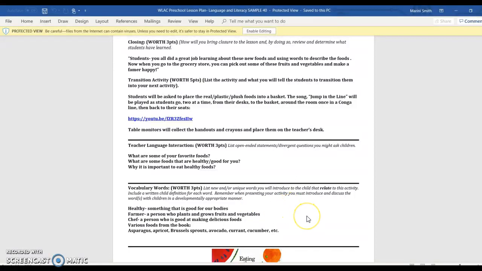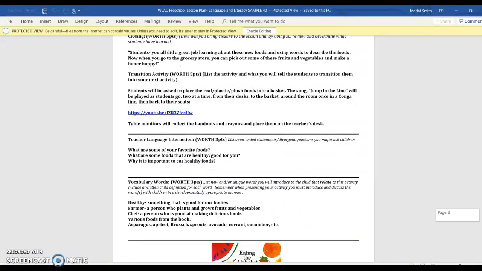It says list new and or unique words that you will introduce to the children that relate to this activity. Include a written child definition for each word. So in other words, write your definition in child-friendly language. Remember, when presenting your activity, you must introduce and discuss the words with children in a developmentally appropriate manner. So make sure that you include not just the word, but the definition in child-friendly language.